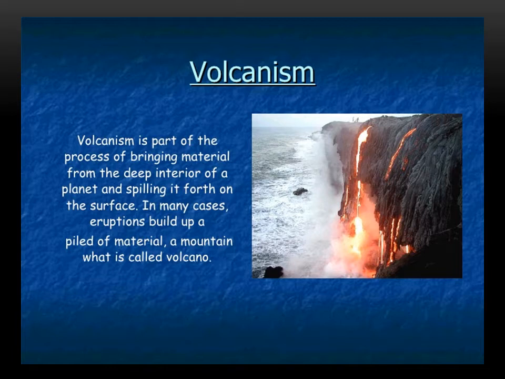This is the process by which materials such as magma and gases from inside the earth are forced onto the earth's surface. This is a part of the process of bringing material from the deep interior of a planet and spilling it forth on the surface. In many cases, eruptions build up a pile of material, a mountain, what is called a volcano.